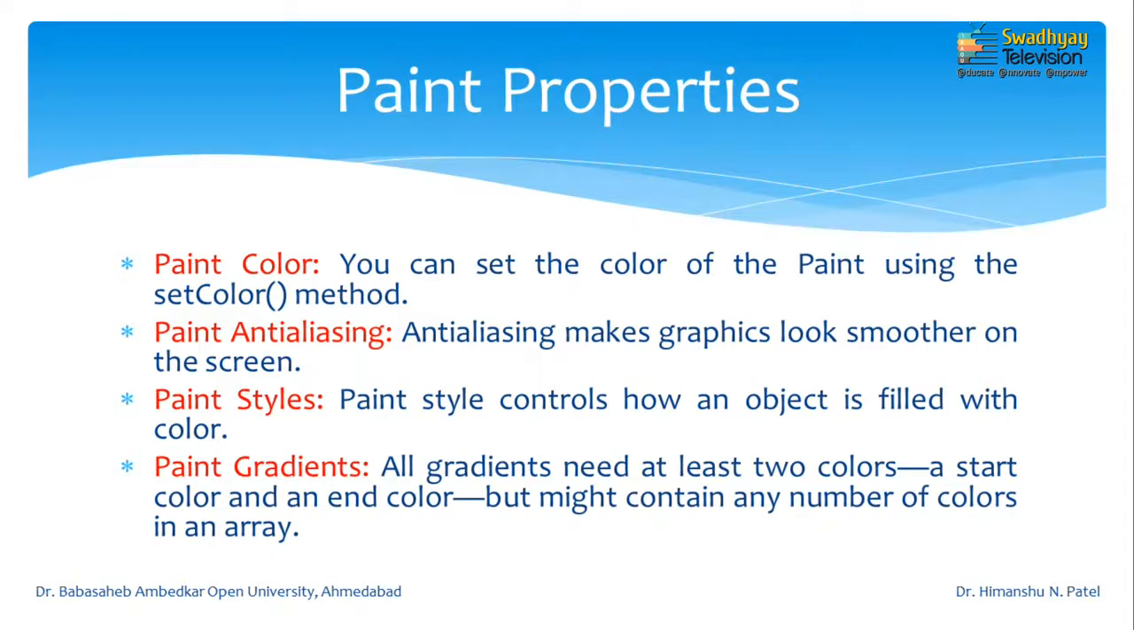All gradients need at least two colors, a start color and end color, and in between start and end color there are various shades of color that are automatically rendered by the gradient. These might contain any number of colors in an array. So, minimum two colors are required, but you can use as many colors as you specify.